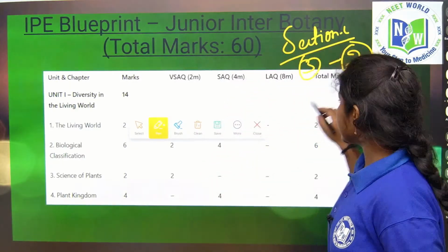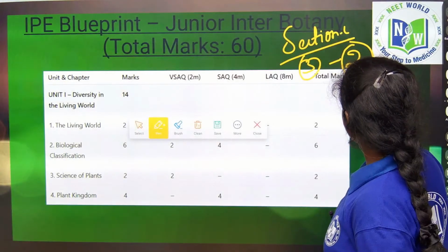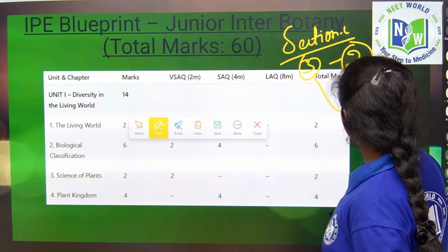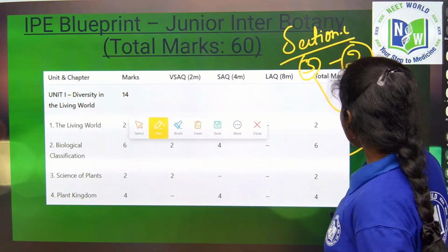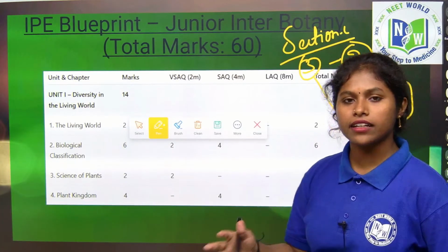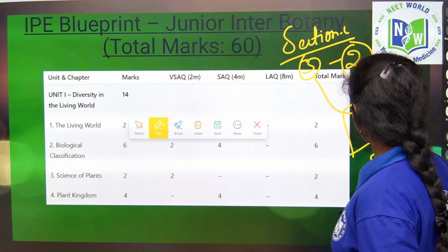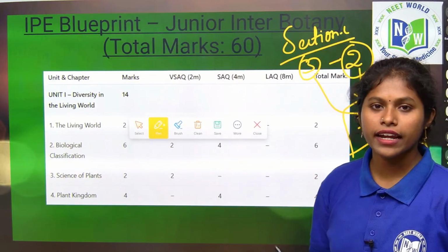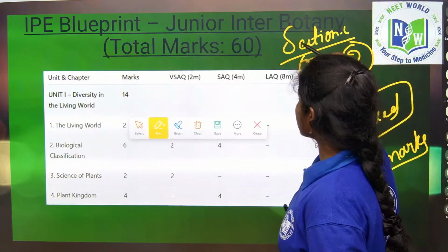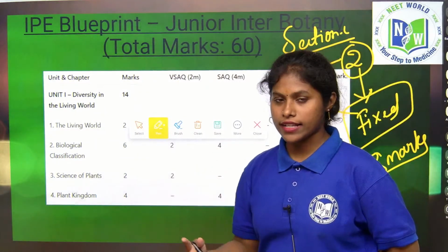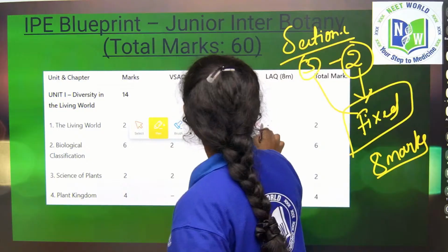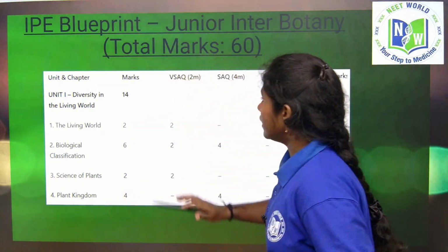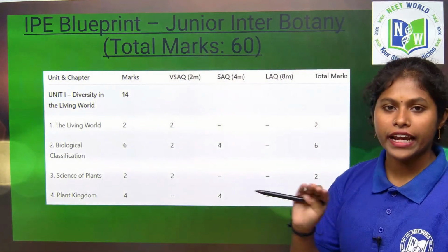So, these 3 chapters are fixed. In these units only you will get the 8 marks questions. Do you want to know which units we have to focus on for the long answer type of questions? See, in the first unit you are not going to get any 8 marks questions.